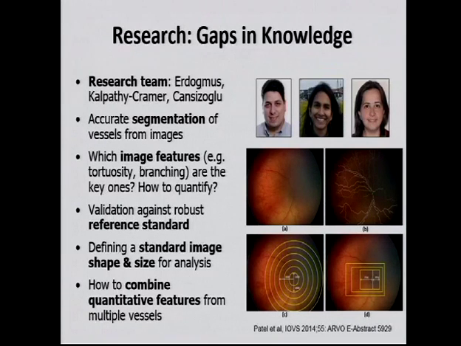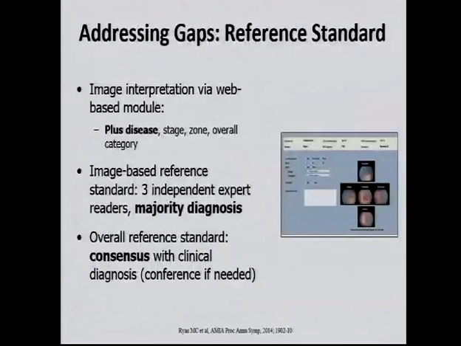And we looked at some questions like, can we develop computer-based systems to quantify these diagnoses? What does that require? In other words, what are these gaps in knowledge? Well, you've got to segment the vessels from the images, identify what's vessel versus background. Identify which image features are the key ones to quantify, and how do you quantify them? You've got to have a reference standard to compare against. If everyone says something different, how do you know what the correct answer is? And you've got to define standard image size and standard image shape for analysis. All these different steps.